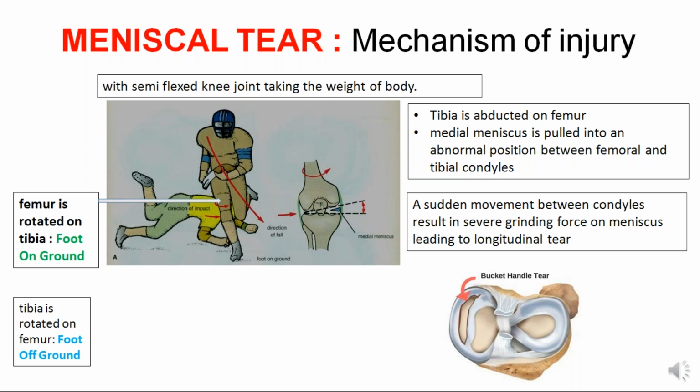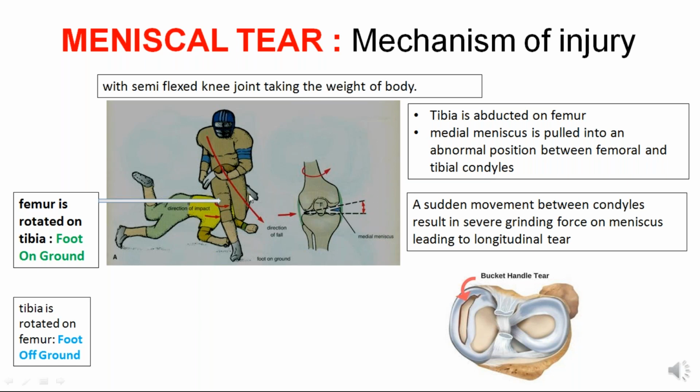Now, the other person is giving the direction of impact to the knee joint of the diseased individual. So in this condition, look carefully, the femur on the affected side, that is the right side, is rotated on the tibia. So this rotation of the femur is taking place on the tibia when the foot is still touching the ground. This meniscal tear can also happen if the foot is off the ground. In that case, the tibia is going to rotate on the femur.